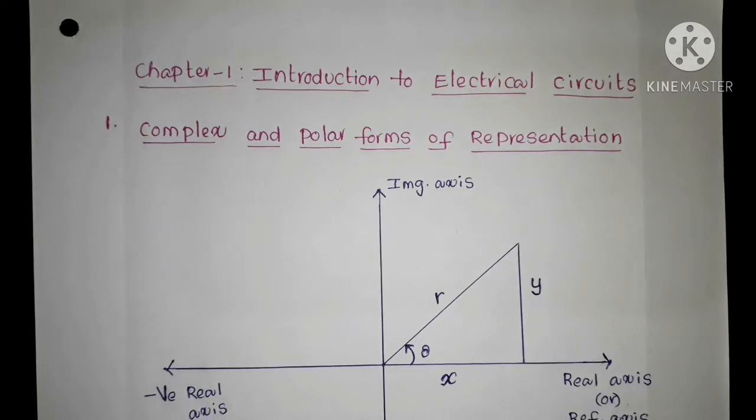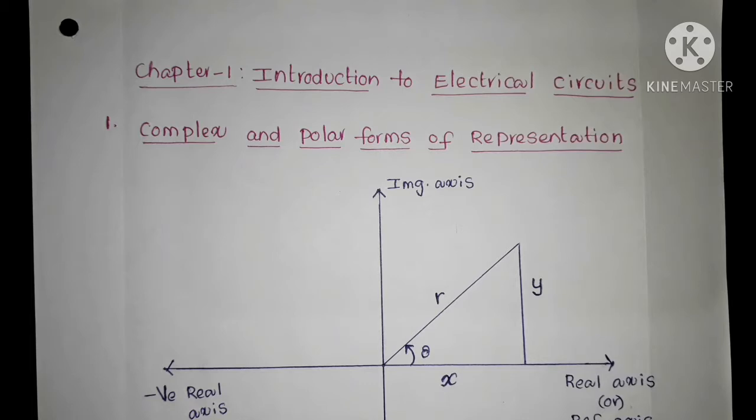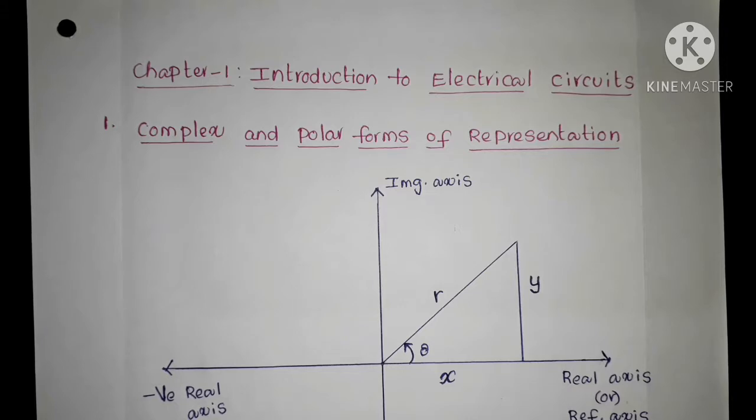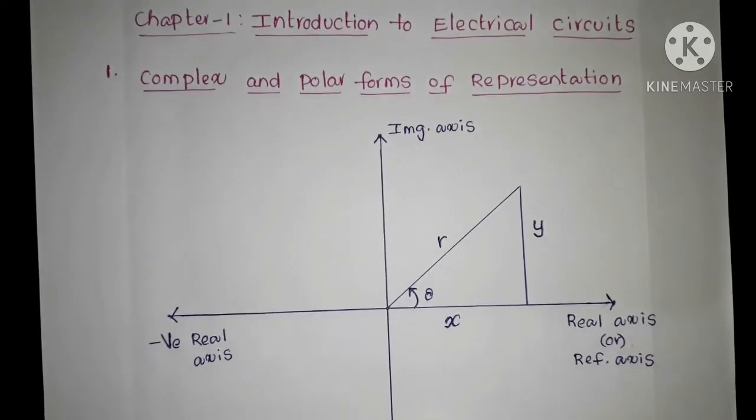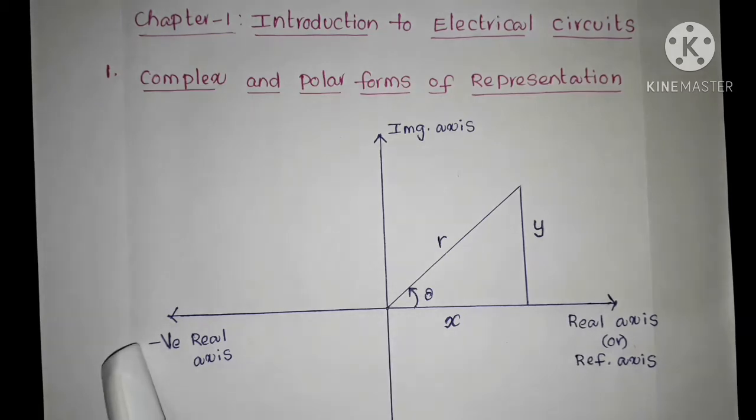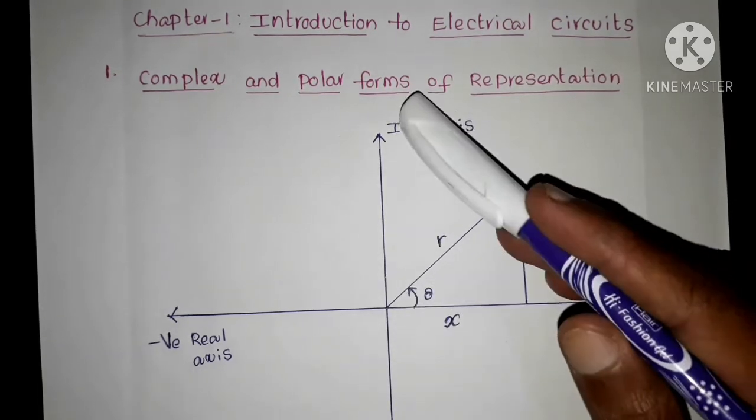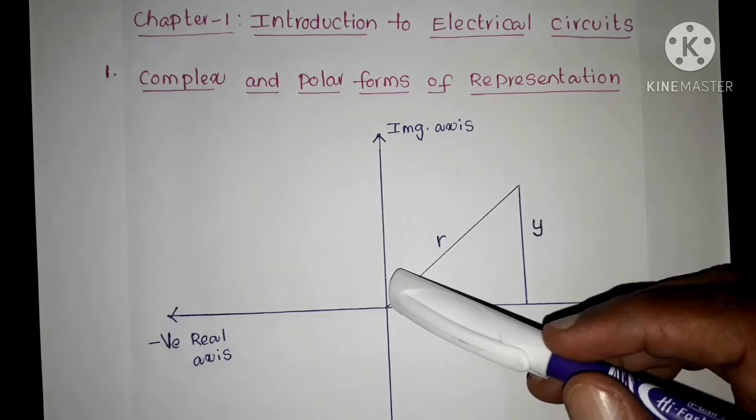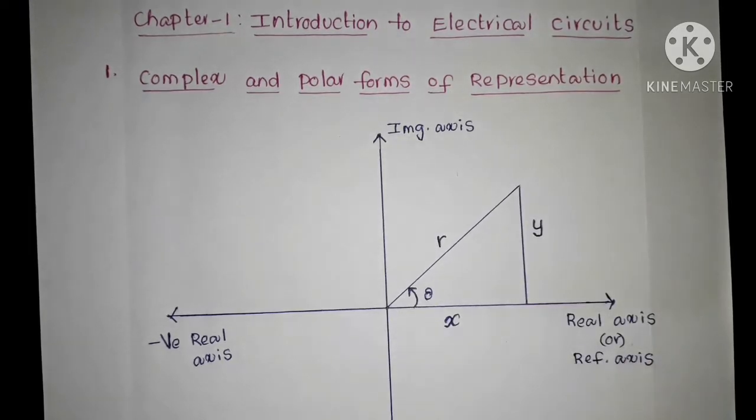So, complex and polar forms of representation. Here, this is the real axis. The total plane is divided into two axes: the real axis and the imaginary axis. Again, the real axis is divided into the positive real axis and the negative real axis, and the imaginary axis is divided into the positive imaginary axis and the negative imaginary axis.